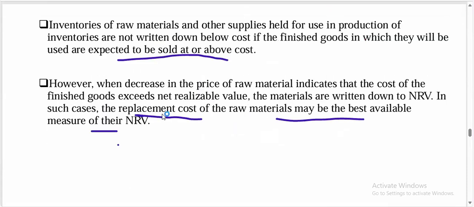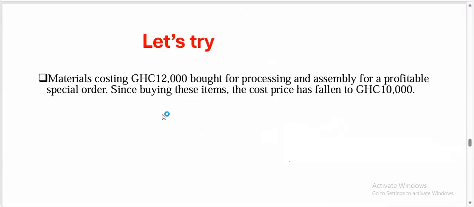Now there's a question here. Let's try this question and see if you really understand raw materials. It says: materials costing 12,000 cedis, bought for processing and assembly for a profitable special work order.